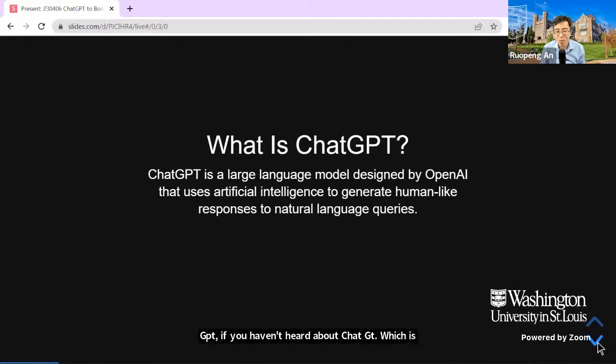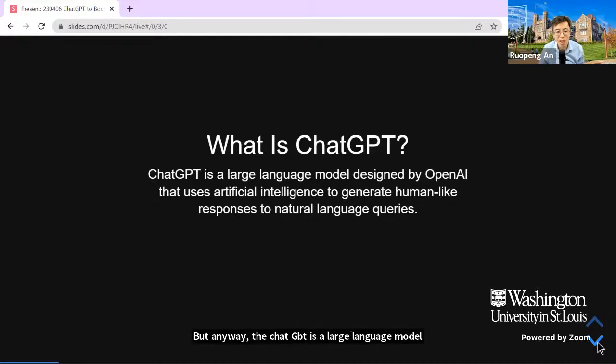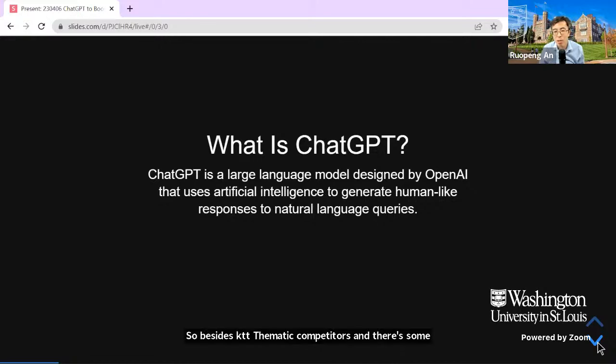But anyway, ChatGPT is a large language model designed by OpenAI that uses artificial intelligence to generate human-like responses to natural language queries. So ChatGPT is not the only model that can communicate with humans. Besides ChatGPT, there are many competitors, and there's a relatively short but fruitful history of natural language processing models over the past 5 to 7 years.